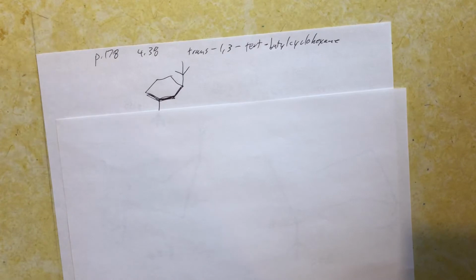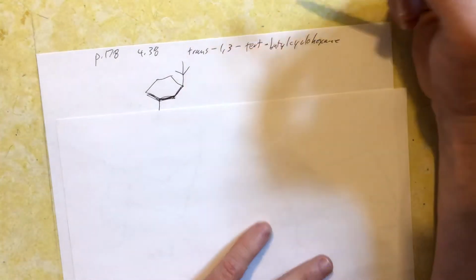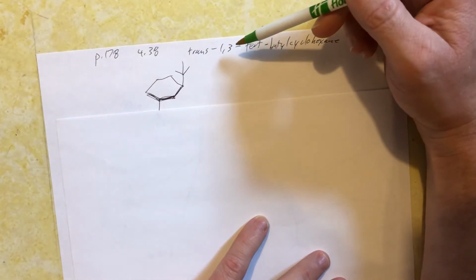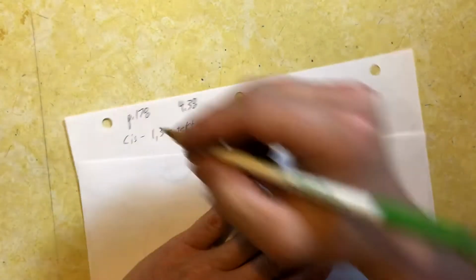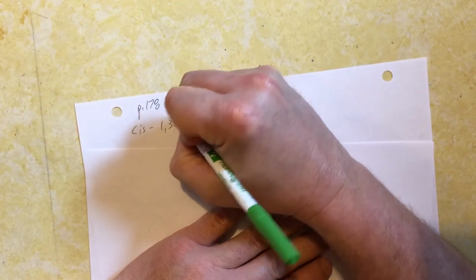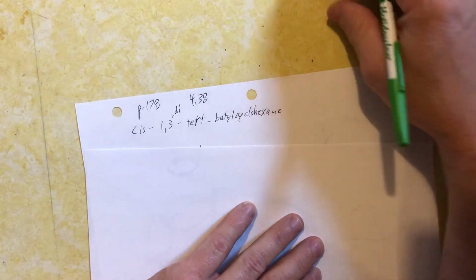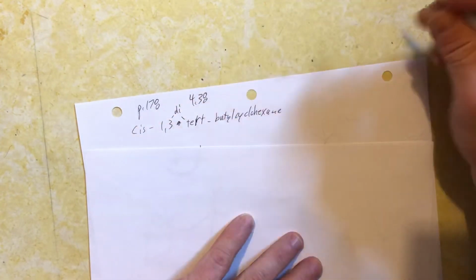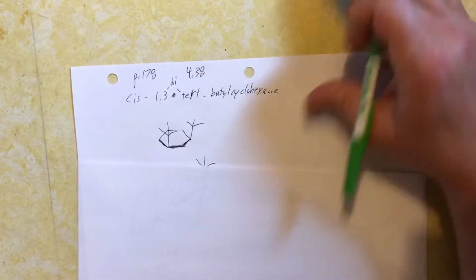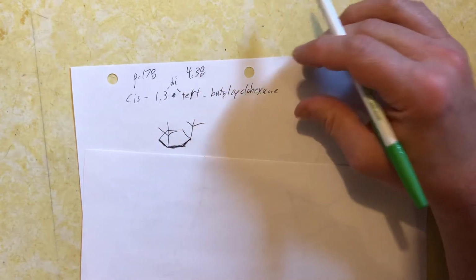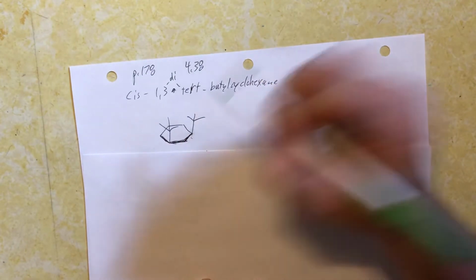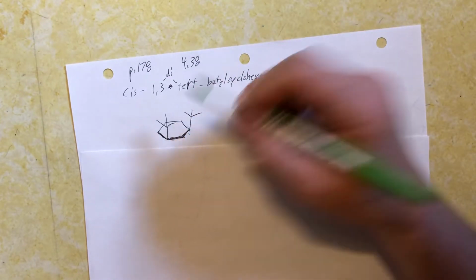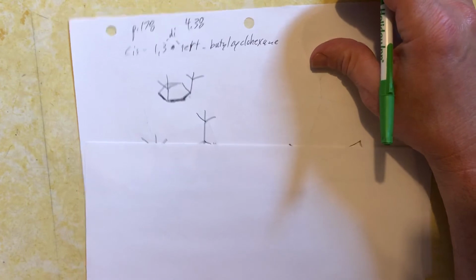But it wants to know the same thing on this one. We've got a cis 1,3-di, oh, I forgot my di. Cis 1,3-di-tert-butyl cyclohexane. So there's a tert-butyl, there's another tert-butyl, and they're cis to one another. They're this way, and they're in the 1 and 3 positions. And this is closer, that's farther away. All right, so let's draw that one.